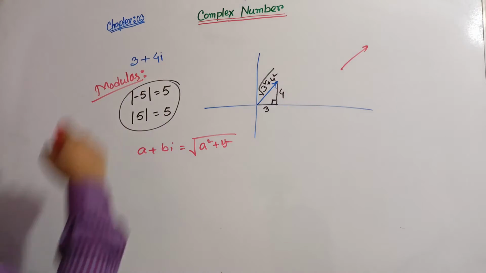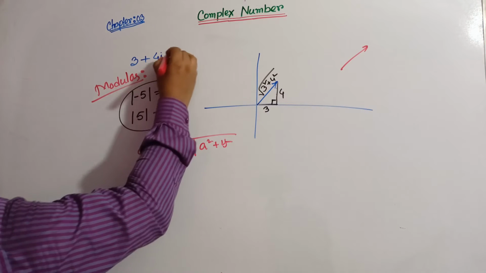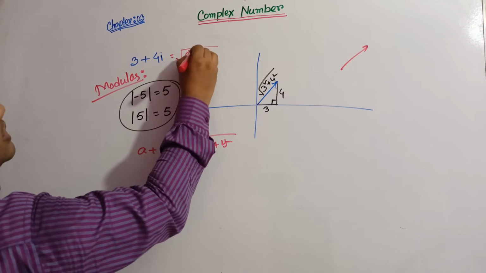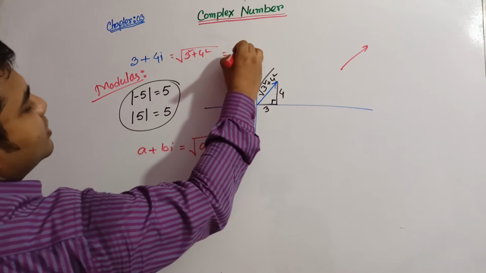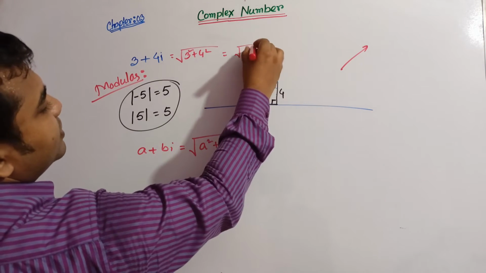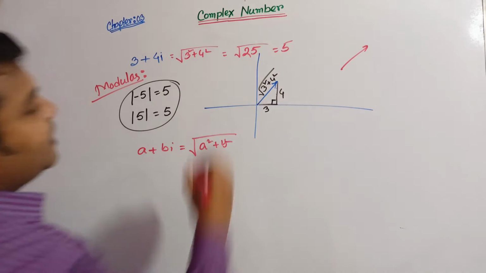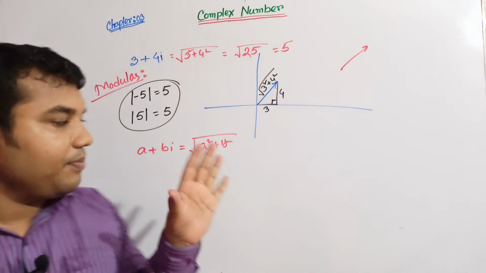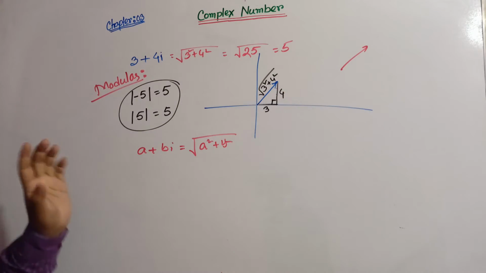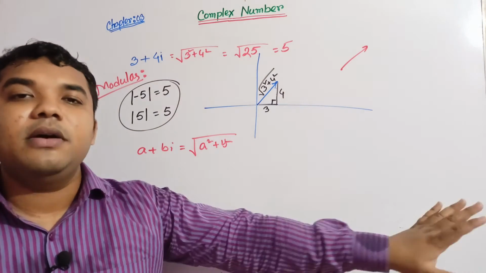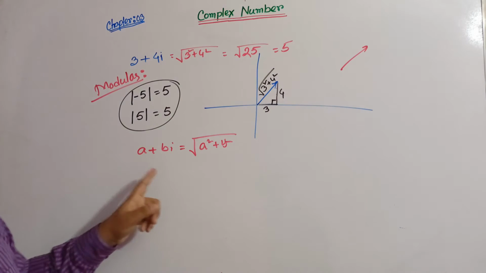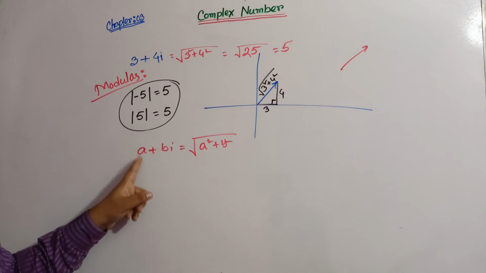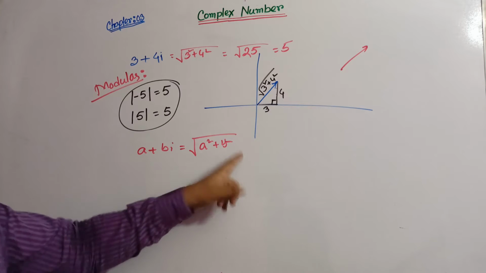So what is the modulus of 3 plus 4i? It is root over 3 square plus 4 square. So 9 plus 16, so 25, we get finally 5. So this is how we can find the modulus. This is the main structure to find the modulus of any complex number. So what's the formula? Just remember it: the modulus of a plus bi equals root over a square plus b square.